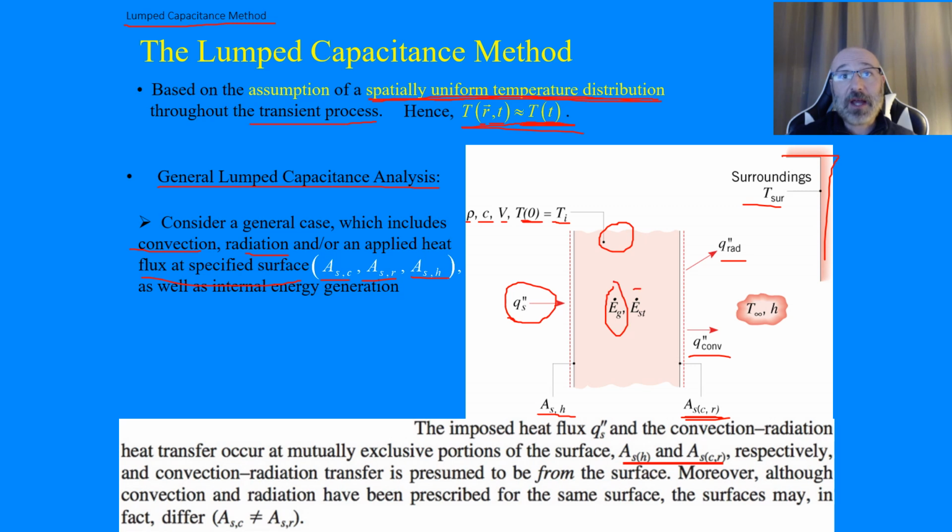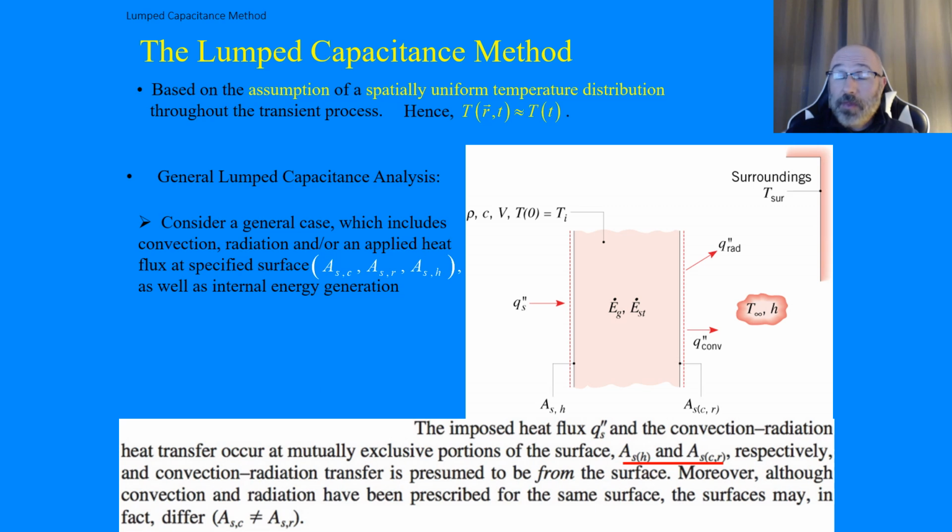And we have our E sub G dot and our stored energy term, E sub ST dot, right there. A thing we want to note about this particular example is that this imposed heat flux, our q sub s double prime, and the convection and radiation heat transfer terms are going to occur on mutually exclusive portions of the surfaces, our A sub s,h and our A sub s,c,r. That is respectively, with our heat flux occurring at this surface right here and our convection radiation occurring at this surface right here.